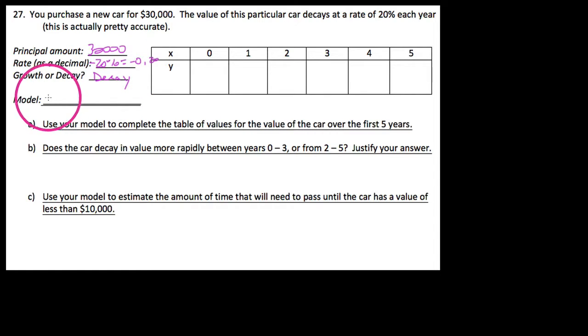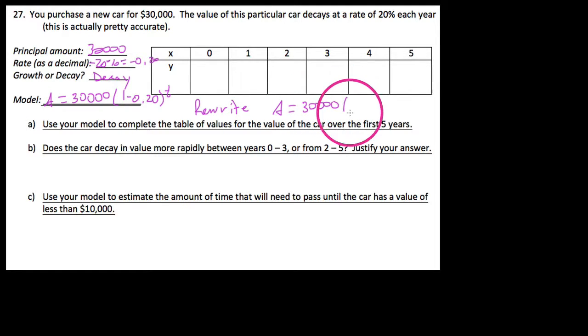So in terms of writing our model, we say A equals my principal amount. So we're going to start with this 30,000, and this time we're going to have a 1 minus 0.20. We're going to take off 20% from the whole, and this is to the t. So here's our model. Remember that once you get your initial model written, we always want to rewrite it so that our base is a little bit cleaner. So in this case, when I rewrite 1 minus 0.20, that's technically 0.80. Another way to look at this is we're only keeping 80% of the value of this car every year, and that's why we're multiplying by 0.80.